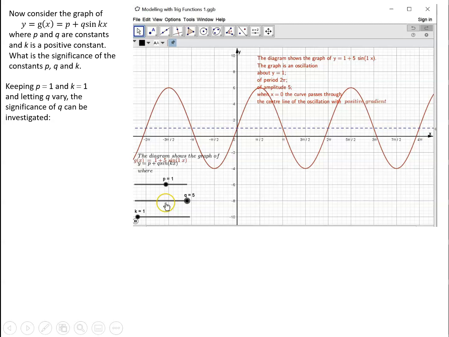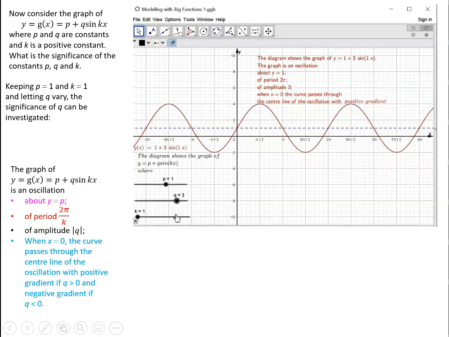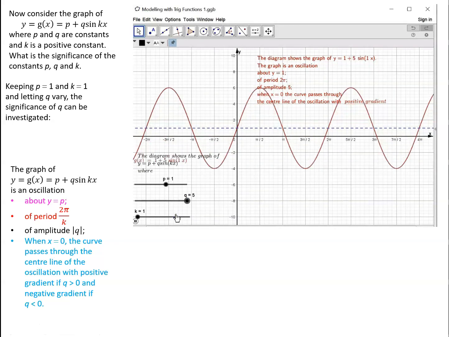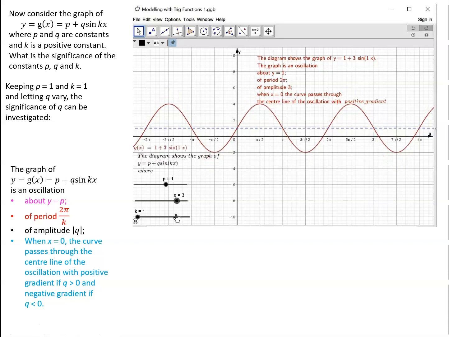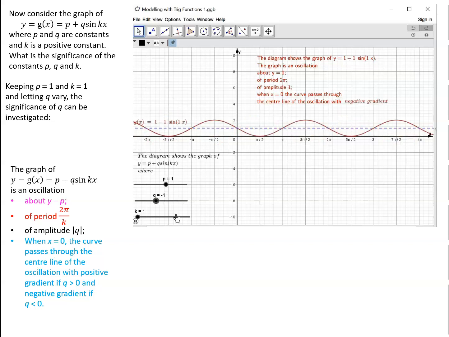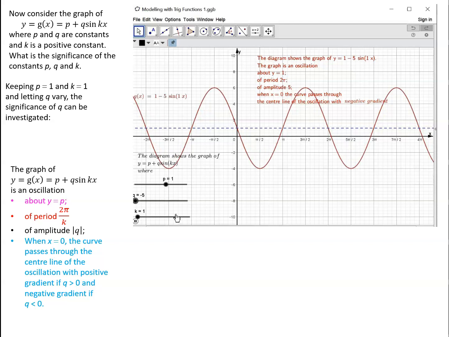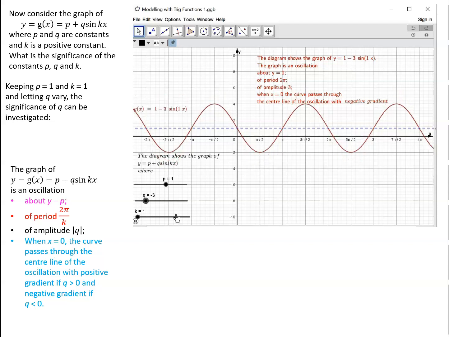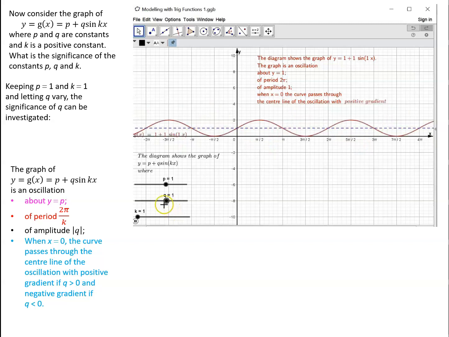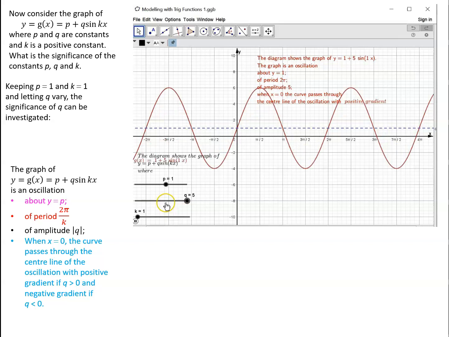So we are able to say that the graph of y equals p plus q sine kx has an amplitude of the modulus of q. And notice that when x equals 0, the curve passes through the centre line of the oscillation with positive gradient if q is positive, but with negative gradient if q is negative.